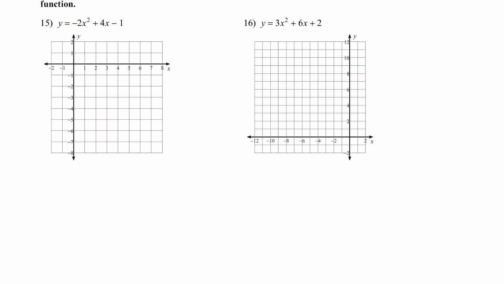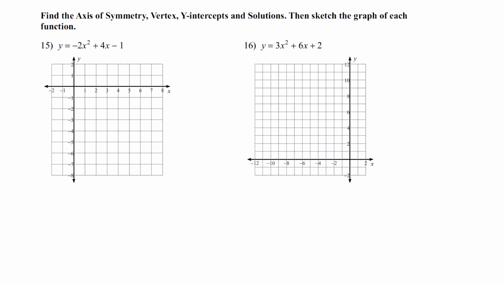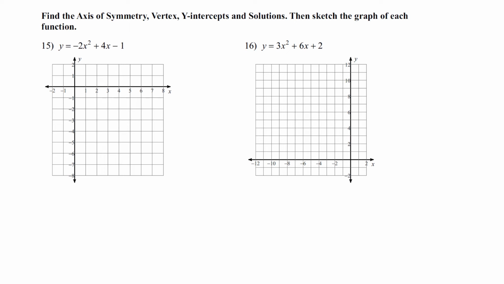All right, on these 2 questions, we want you to notice it says find the axis of symmetry, the y-intercept, and solutions. Then sketch the graph. There is a formula for axis of symmetry that I did not talk to you much about. You're welcome to use it, but it's opposite b over 2a. I personally don't like to use this because I like to graph. And whenever I graph, I have all the points that I need.